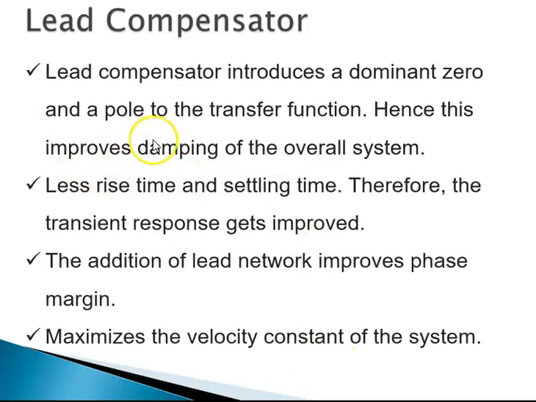A few important points about the lead compensator are given here. A lead compensator introduces a dominant zero and a pole to the transfer function. Thus, it improves the damping of the overall system. If there is a dominant zero, it improves damping. Less rise time and settling time, therefore the transient response gets improved. Then the addition of a lead network improves the phase margin and maximizes the velocity constant of the system.